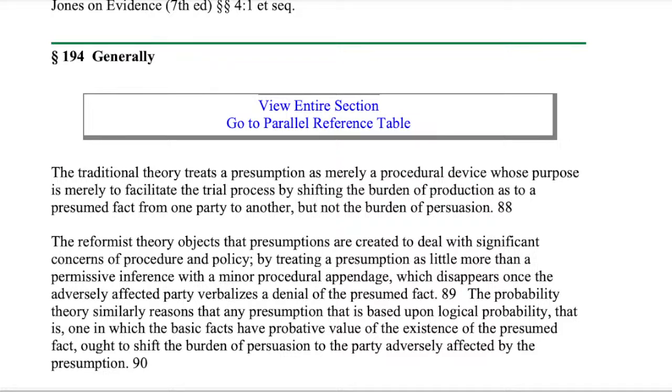So hang on there. The traditional theory treats a presumption as merely a procedural device whose purpose is merely to facilitate the trial process by shifting the burden of production as to a presumed fact from one party to another, but not the burden of persuasion. So the burden of production can be shifted, but not the burden of persuasion.